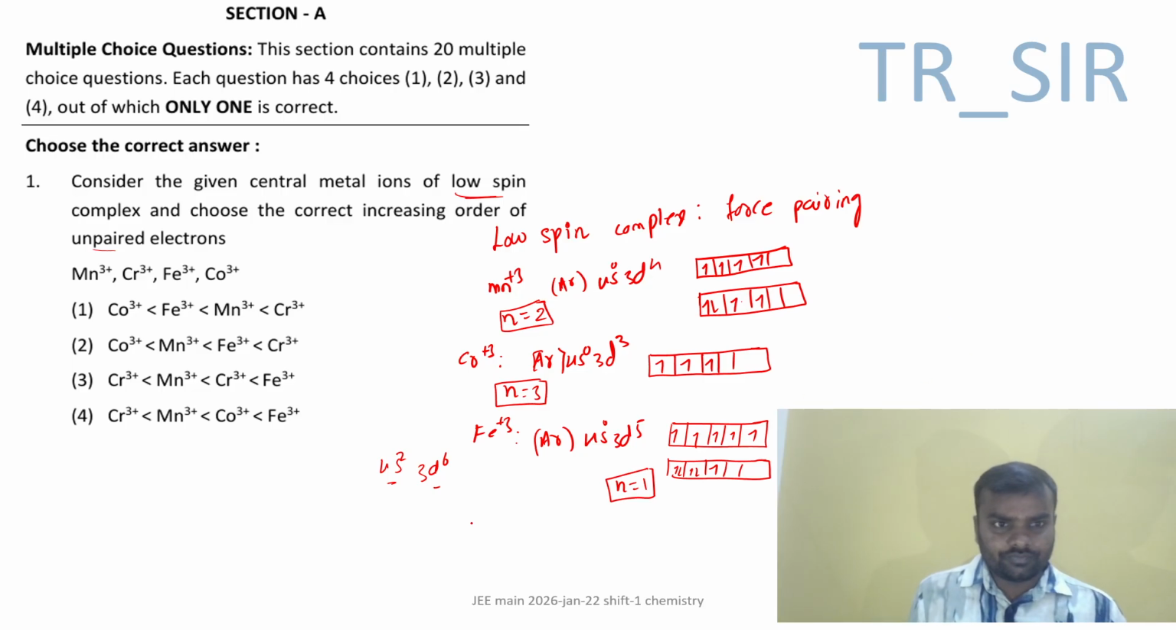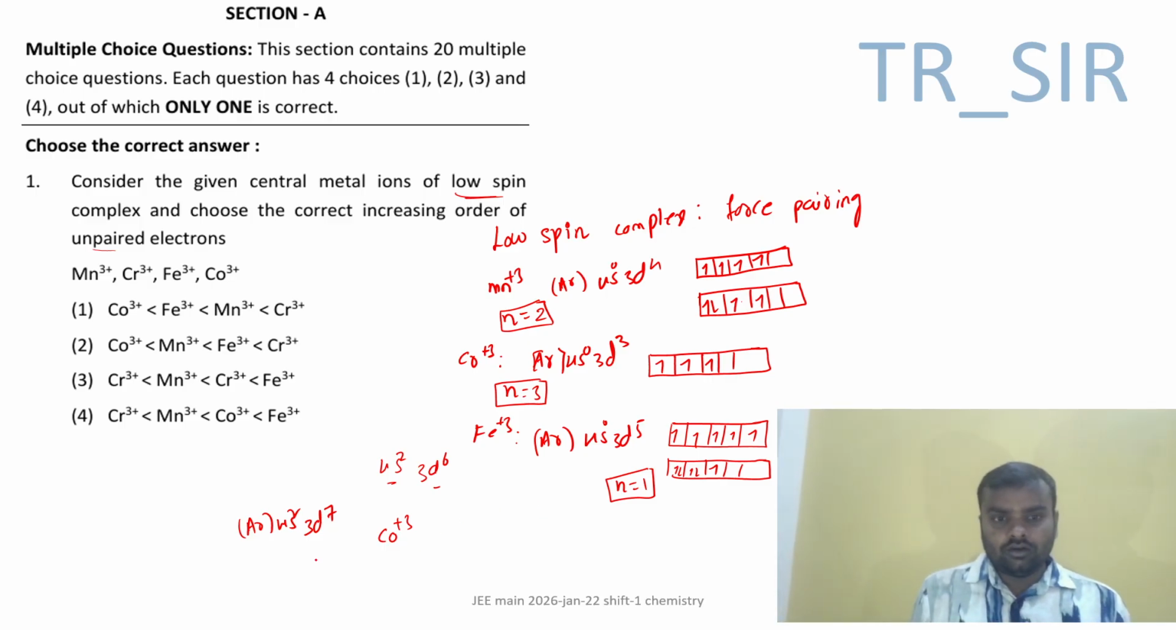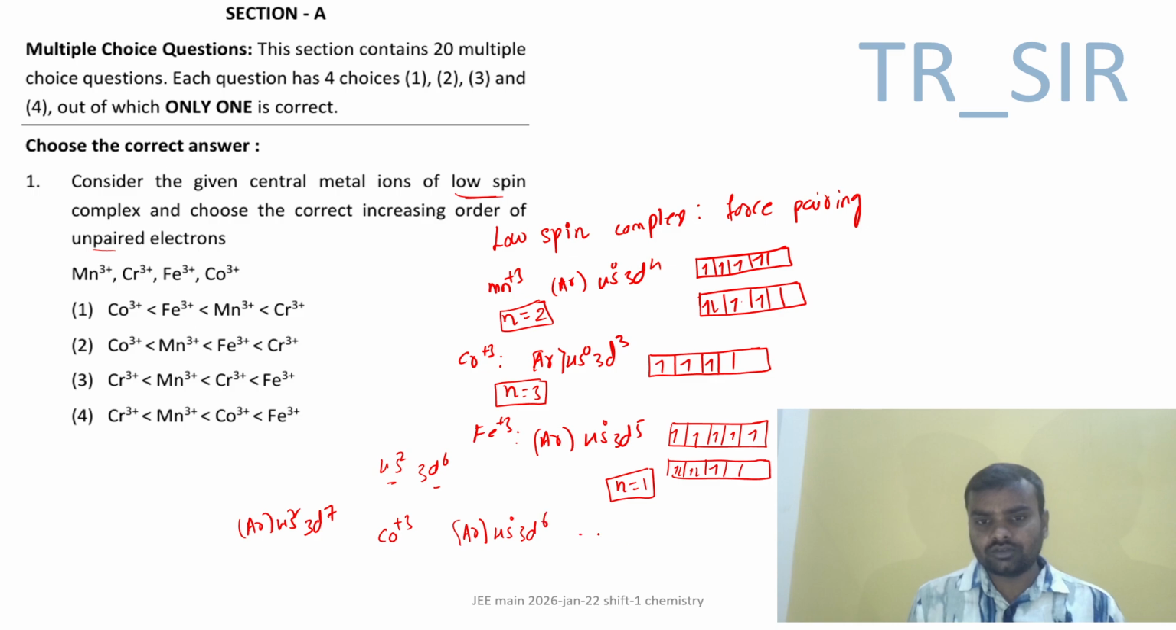Now let us see the last one, cobalt 3 plus. Cobalt electronic configuration in the ground state, what do we have? Ar 4s2 3d7, atomic number is 27. Now 3 electrons are removed, that means 2 from the s, 1 from the d. So 4s0, 3d6 you have. So here you will be having 0 unpaired electrons.